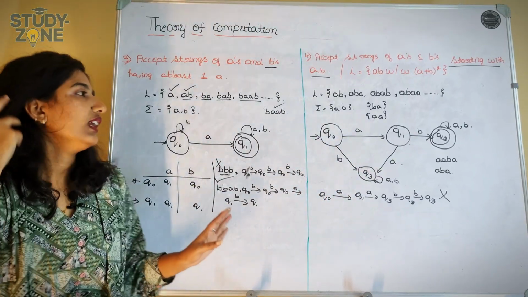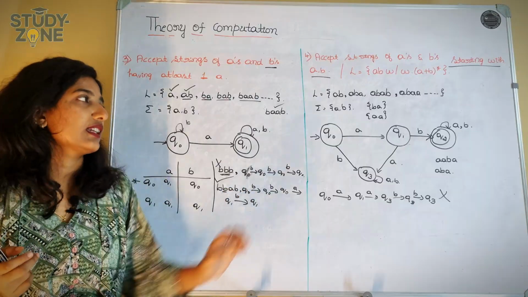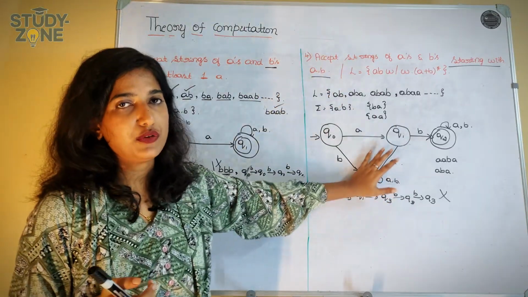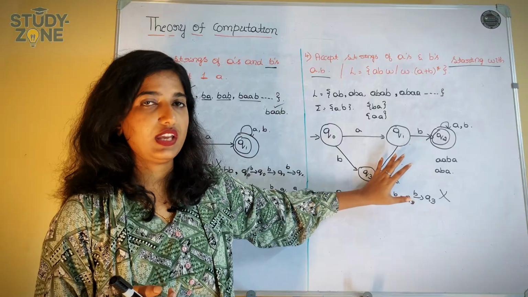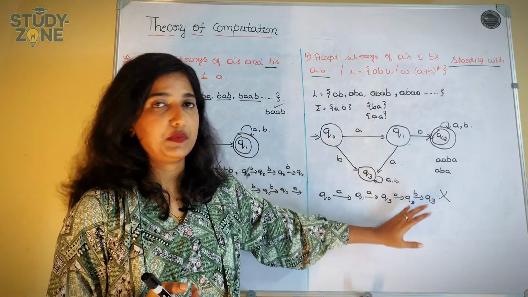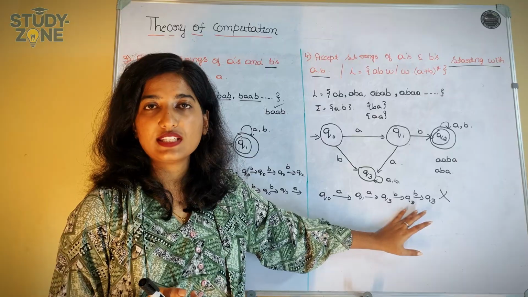Okay. So the small assignment for you guys is, for this problem you have to write the transition table. Okay. So please answer this and let me know, and then let's meet in the next video.